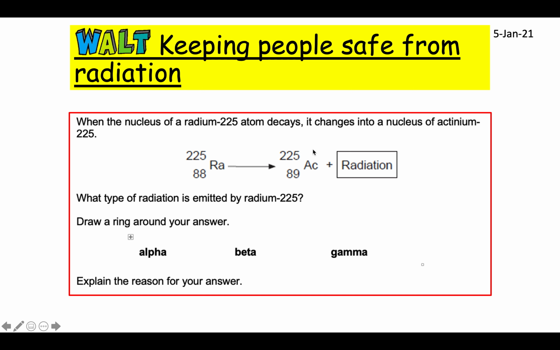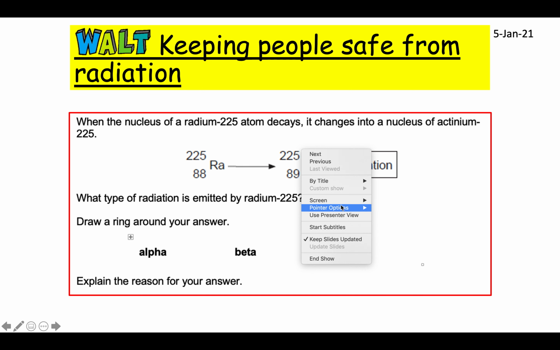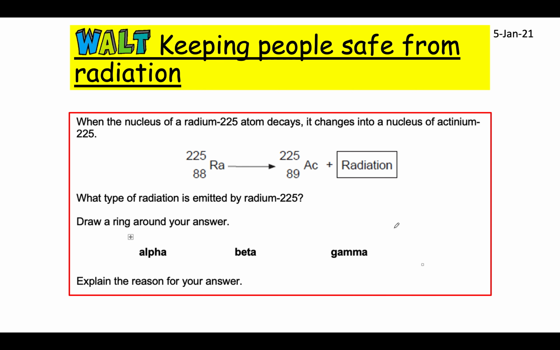Okay, so let's have a look at the answer to that. So we need to look at this decay equation and we need to think about what's changed. So you can see that we start with an atom of radium and it becomes an atom of actinium. So it's a different element. And in that decay, the atomic mass or the mass number has not changed, whereas the atomic number has gone from 88 to 89. It's gone up by 1. So that's gone up by 1, and that is no change.